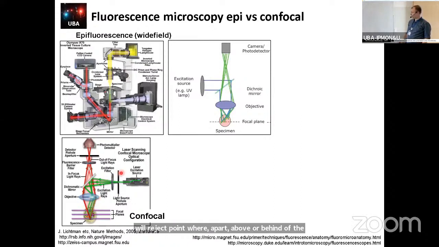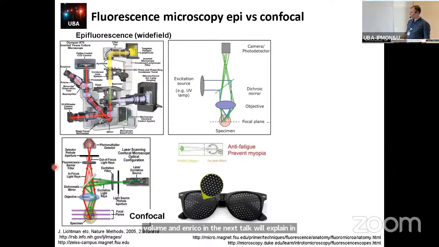This is the main concept in confocal microscopy, and it will be fundamental for the experiment that we will learn today, fluorescence correlation spectroscopy, because we need to define a volume where we can study the movement of molecules in and out of this volume. Enrico, in the next talk, will explain in detail this kind of experimental technology.